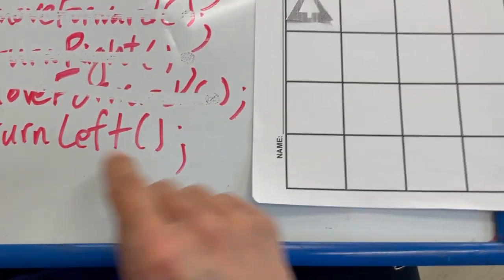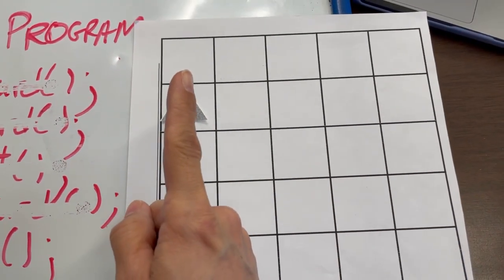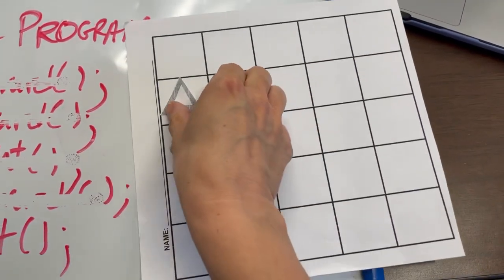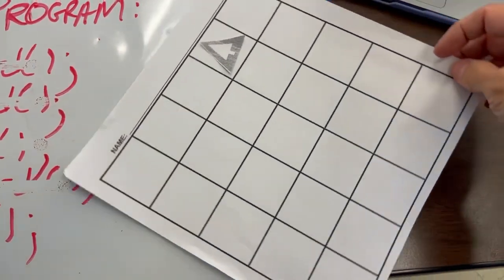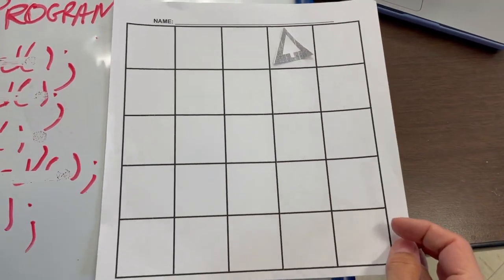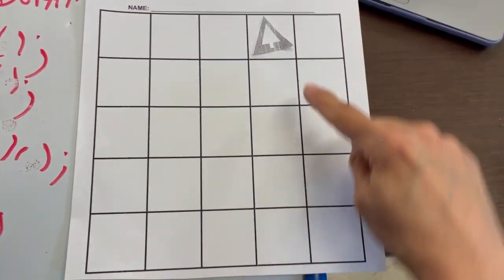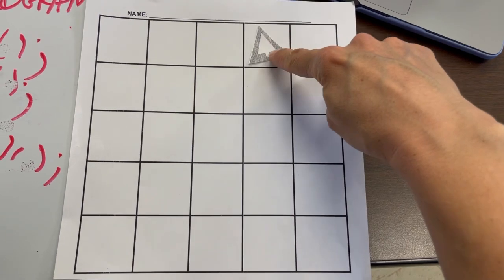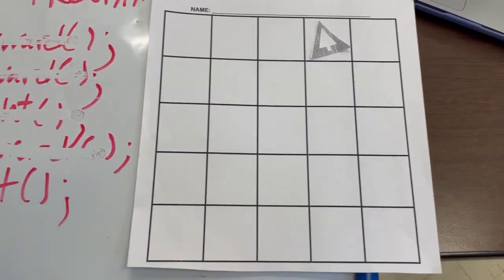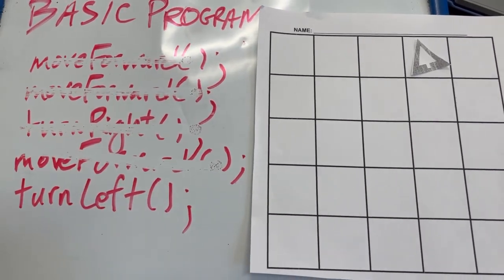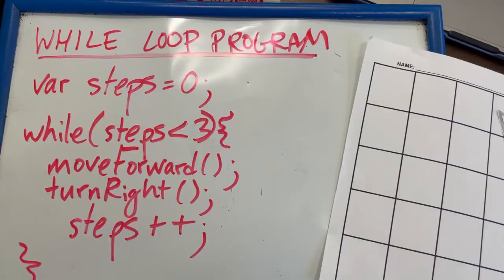And then it says turn left. Again, we're facing this direction, so left is that way. So I'm going to turn the robot left, and now I'm going to turn my robot grid back to where I started. I have my name sheet at the top, and I notice that my robot ended here pointing up. So I would draw the final position right there, and that would show this basic program.